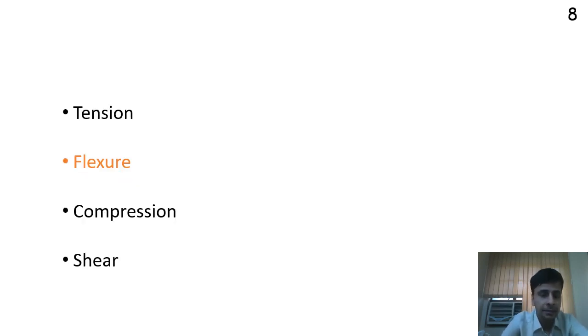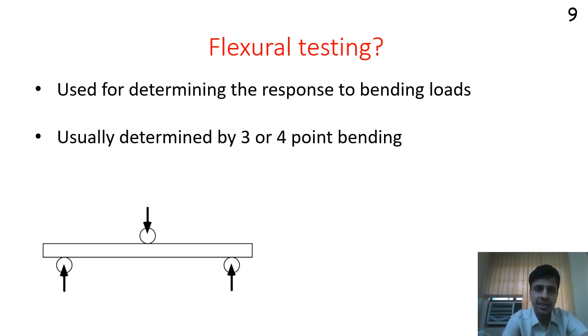The next type of testing is what is known as flexural testing. What is flexural testing? It is how my material behaves when subjected to bending loads. So flexural testing is done usually to determine the response to bending loads, and you usually have what is known as a 3-point or a 4-point bending. In the figure you are seeing, this is a 3-point bending test where you have a rectangular sample, it is resting on two rollers and you apply load at one point. Now instead of one roller you could have two rollers, maybe one here where you apply load. That would be 4-point bending.